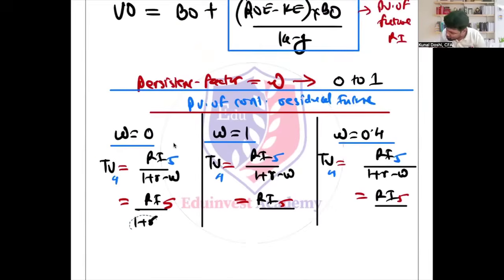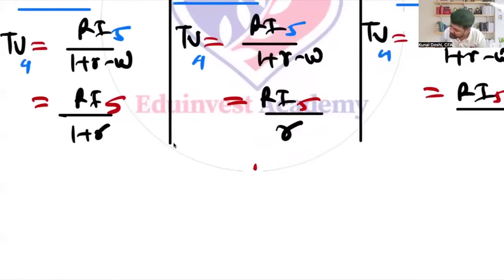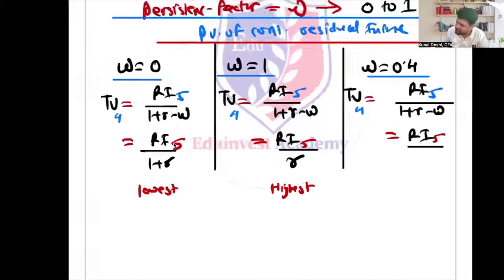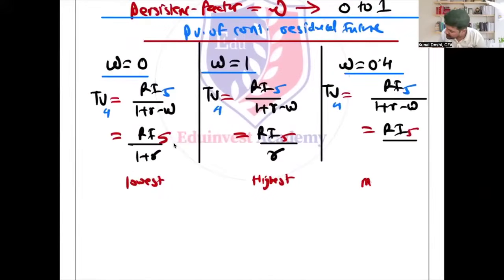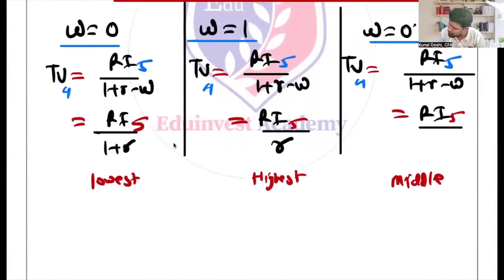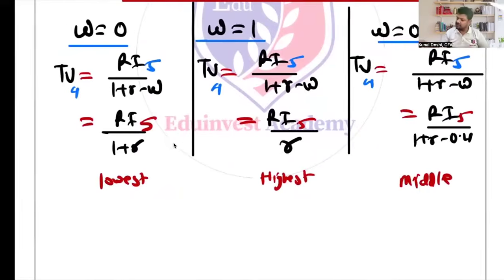So it is going to be just 1 year valuation. But when the W is 1, it means it will grow at this rate forever. Then it will become 1 plus R minus 1, so it will be simply R. This will have the highest valuation, this will have the lowest valuation, and this will be somewhere in the middle, because let's say if it is 0.4, it will be 1 plus R minus 0.4, somewhere between both. Understood this, everyone?